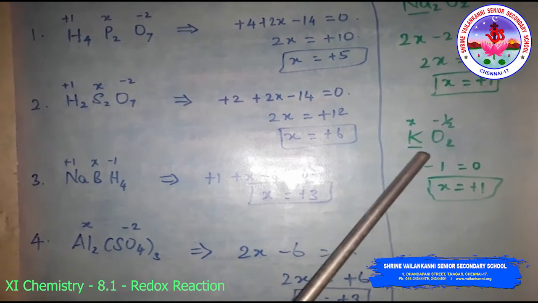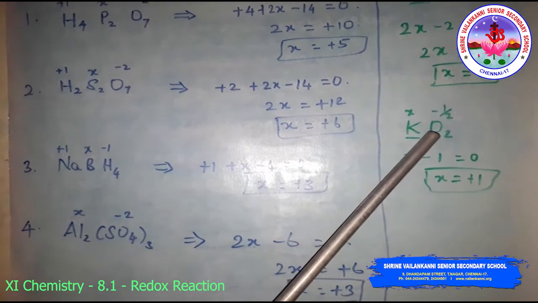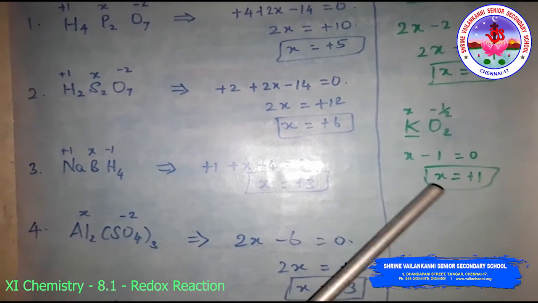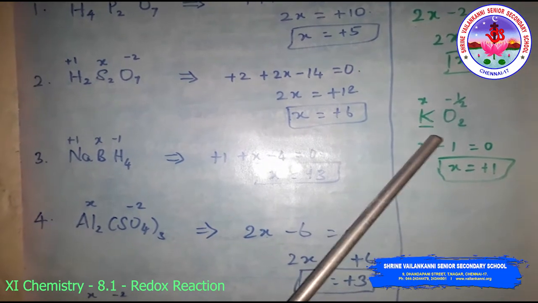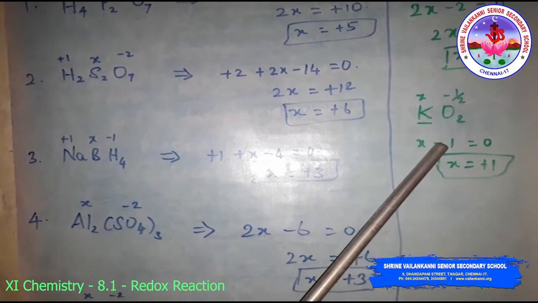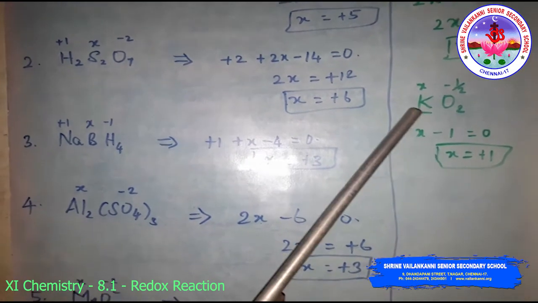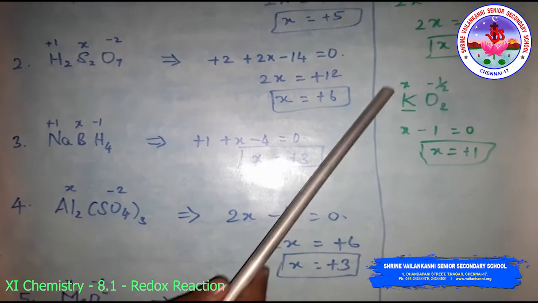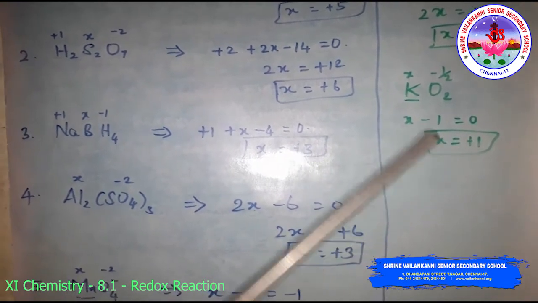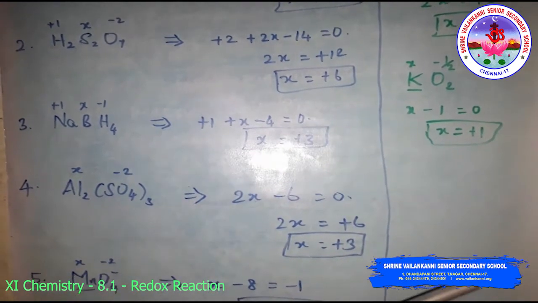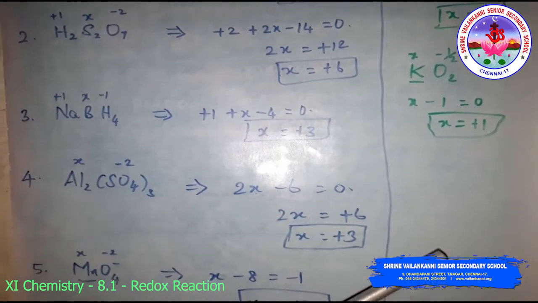See here, in the case of superoxide, the rule is what? Oxygen has a -1/2 oxidation state. So -1/2 into 2 gives -1. So x minus 1 is equal to 0, x is equal to plus 1. So remember that this is also an alkali metal, so it exhibits plus 1 oxidation state. The rule is all the alkali metals exhibit only plus 1 oxidation state.